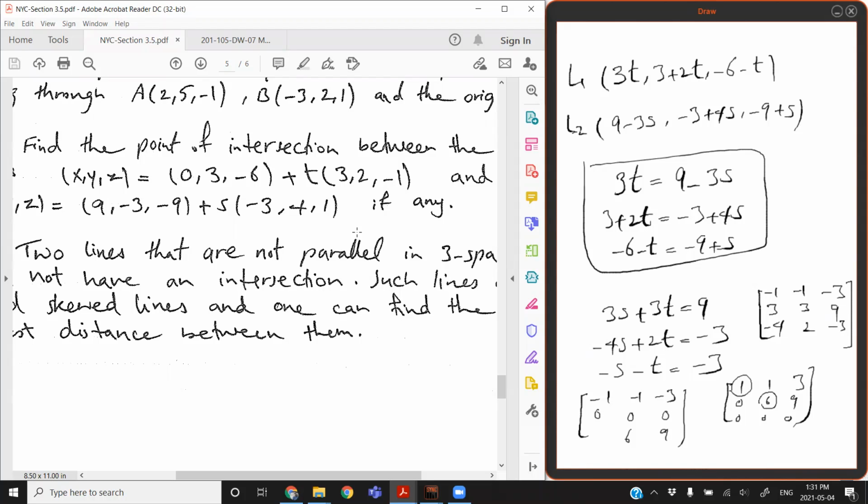So I'm not going to continue from here because you know how to do it, but basically you get your s, you get your t, and you can plug the t into this, you get the point of intersection. If you plug in s into this one, you're going to get the same exact point. Is it clear?